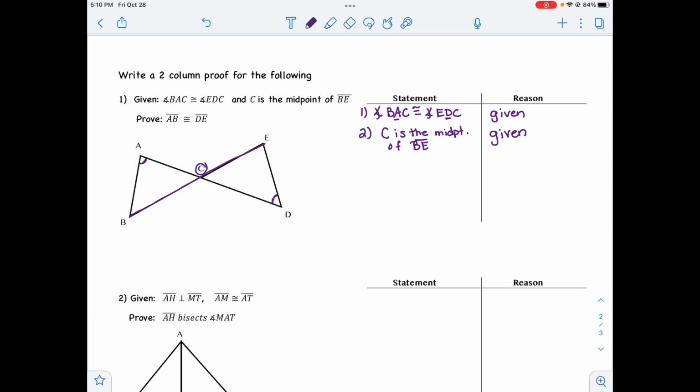Now, because we know the definition of midpoint, we can now get another set of information. We know that if C is the midpoint of BE, then that means that B to C and E to C are congruent. So our third statement we can make, based on our postulates and our rules, is segment BC is congruent to EC, and that is because of the definition of midpoint.